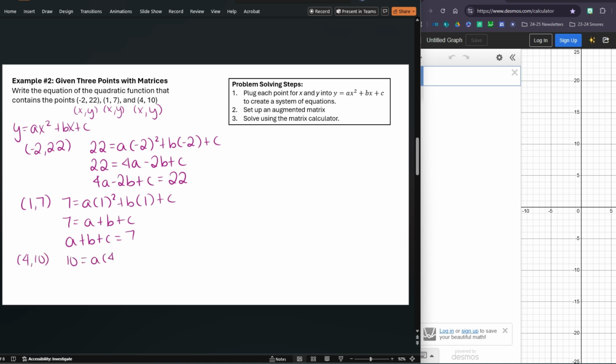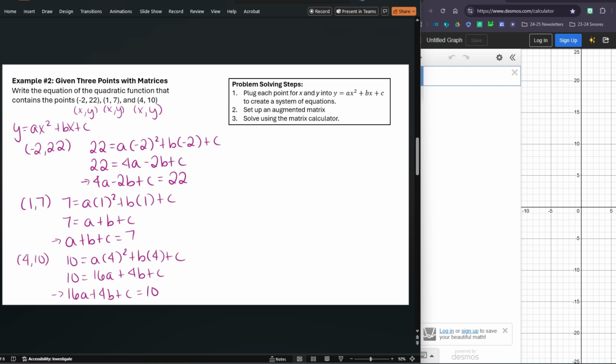So I have 10 equals a times 4 squared plus b times 4 plus c. So that's 10 equals 16a plus 4b plus c. And I'm going to flip my equation around again. So I have 16a plus 4b plus c equals 10. Okay, so now I'm going to write all three of these equations together.